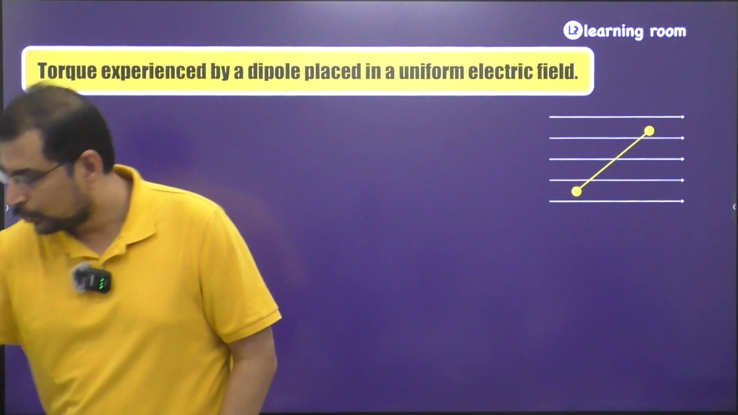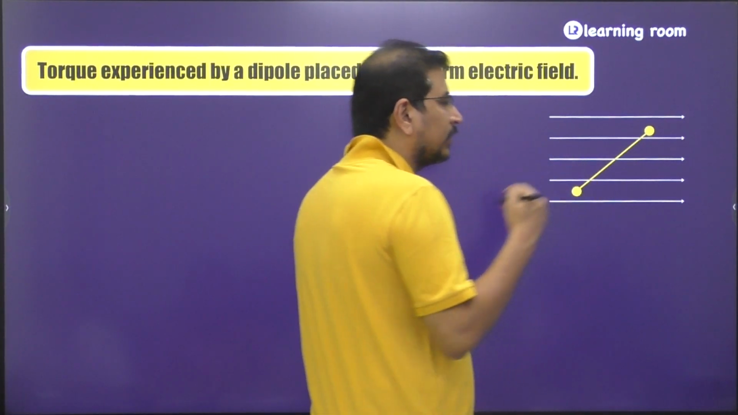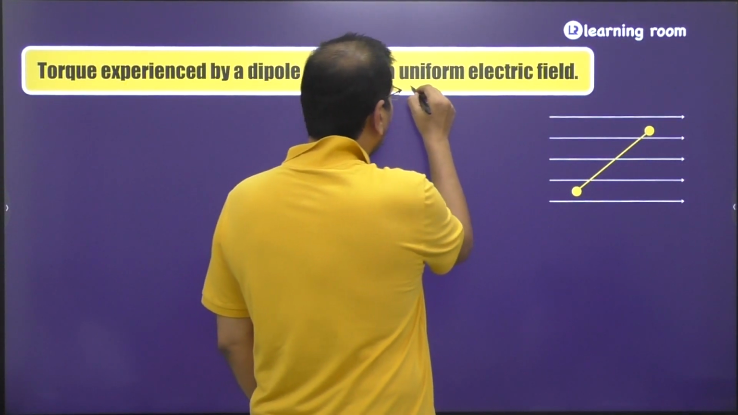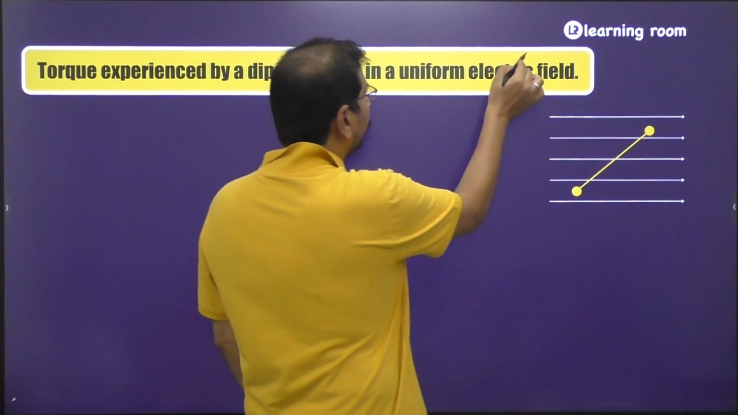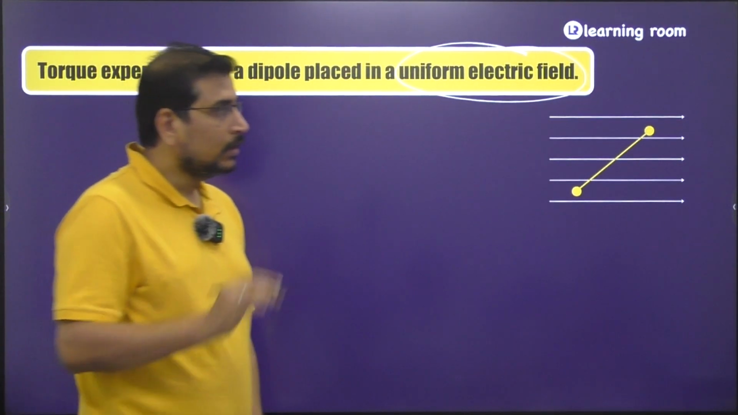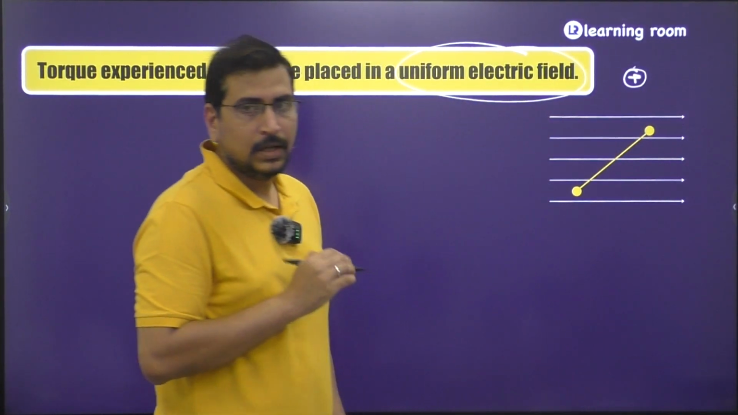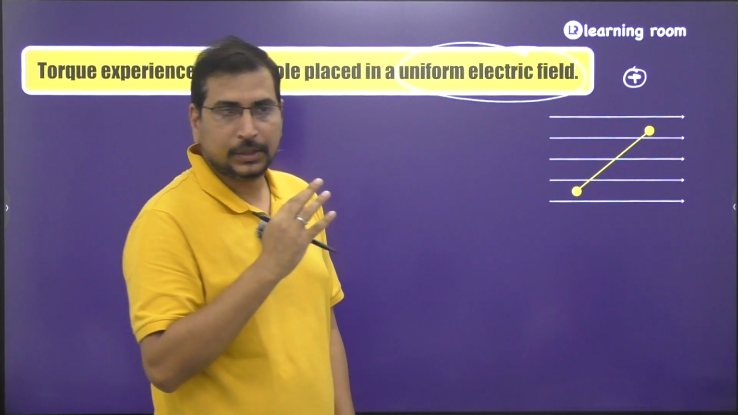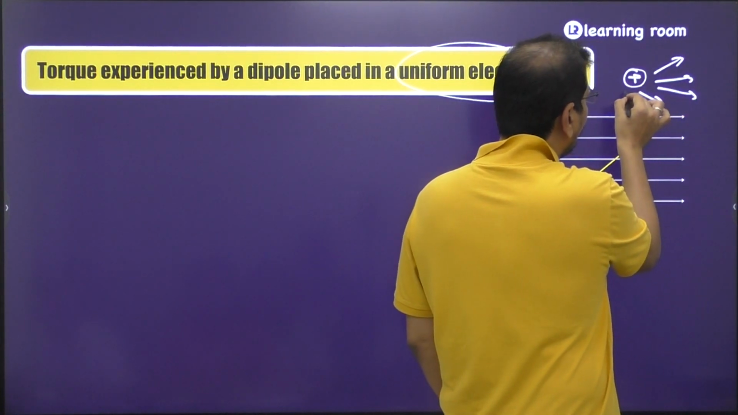Am I clear? So, first we need to understand what a uniform electric field means. Just to give you a differentiation, if I take a positive charge, the electric field due to it is going to be in the outward direction. We know that when we draw the field lines, it is going to look something like this.